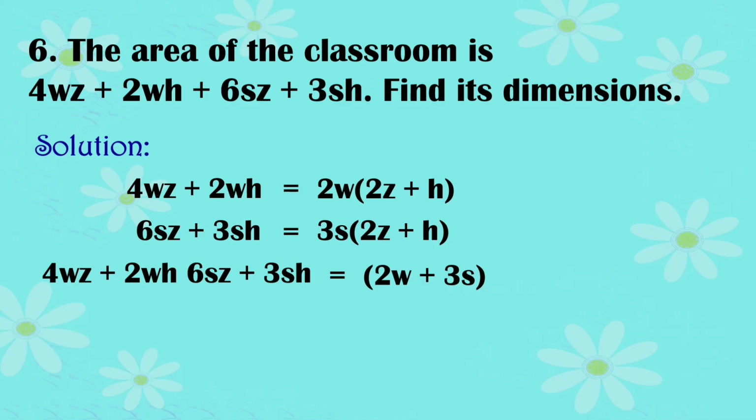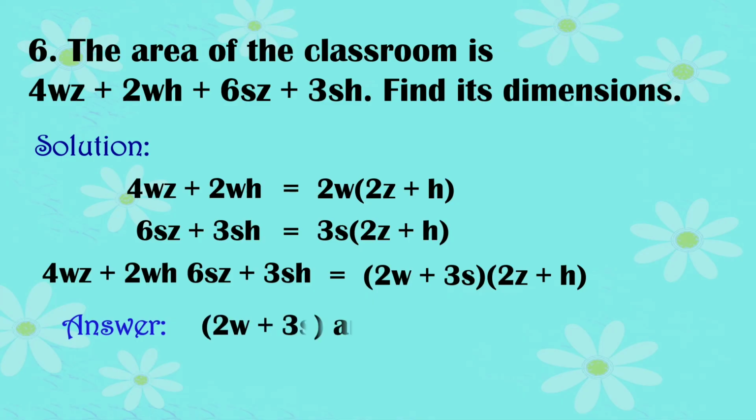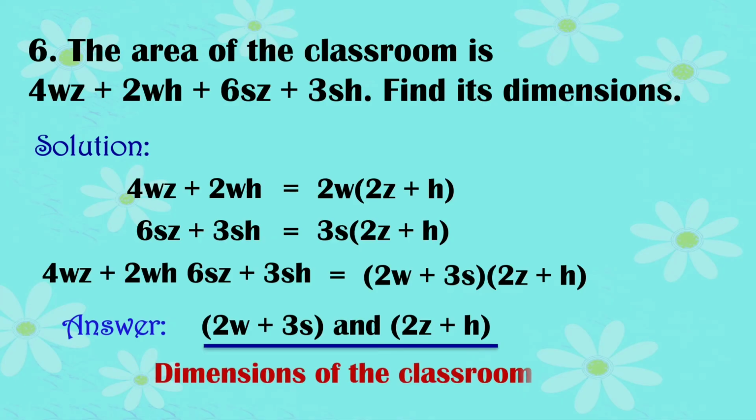So, we have quantity 2W plus 3S times quantity 2Z plus H. So, yun yung factor ng ating polynomial. So, ang magiging sagot, ang dimensions ng ating classroom ay quantity 2W plus 3S and quantity 2Z plus H. So, yun lamang po yung application ng factoring sa problem solving. So, kailangan lang tingnan nyo mabuti kung anong method yung gagamitin sa bawat problem.